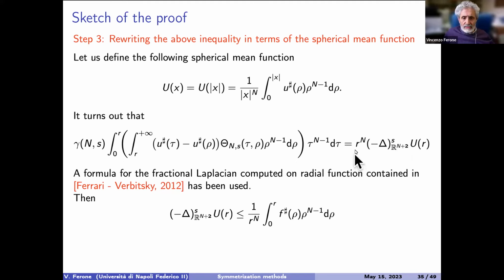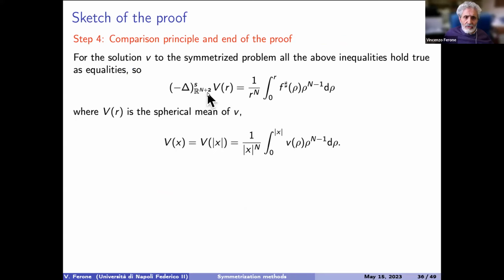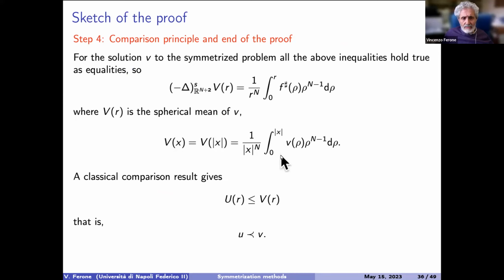So this means that all the inequality which I have written before reads as this one. So minus S Laplacian in n plus 2 variables of capital U is less or equal than this quantity on the right. Then for V, we have the same with equality. V is the spherical mean as before.